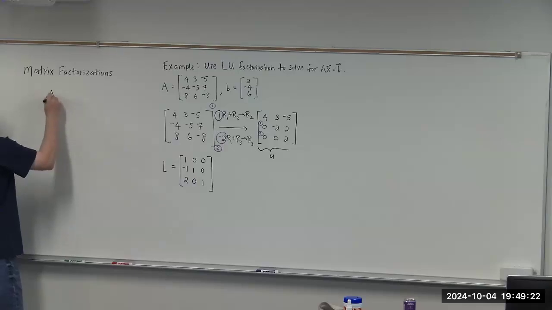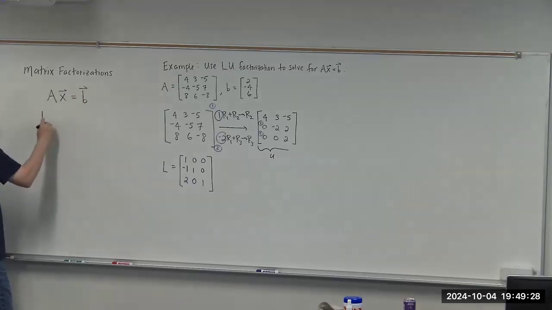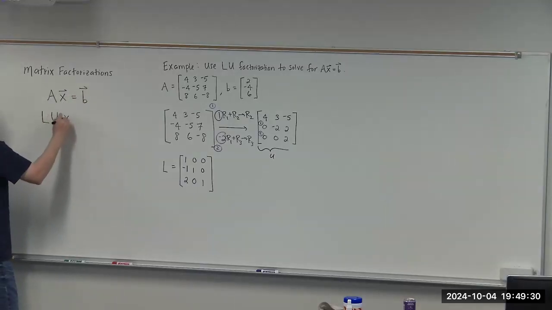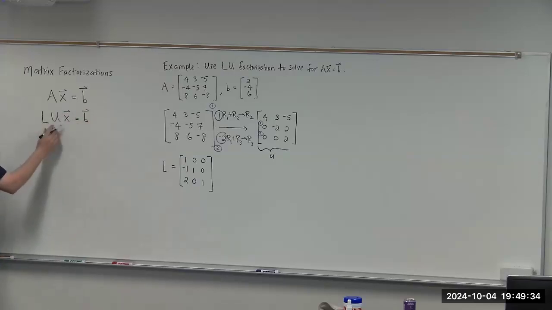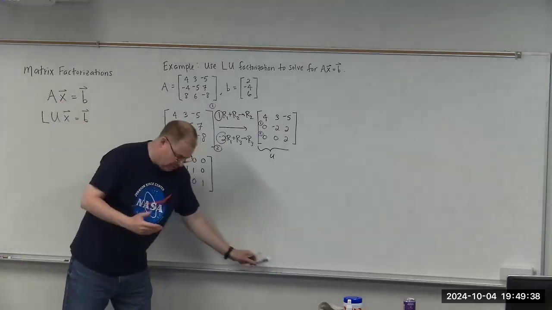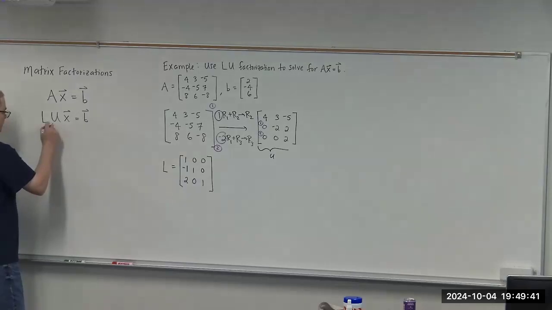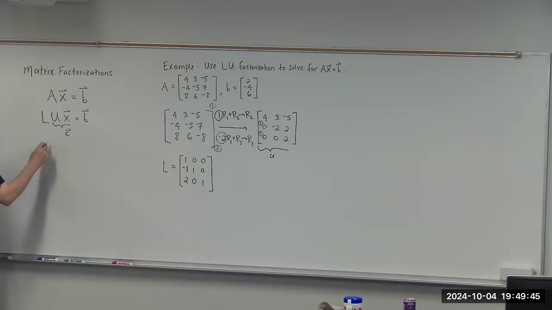We have AX equals B. We have our system and we break down A into LU. If we call this part C, so it's using C as just a variable, then we have LC equals B, where C is this.